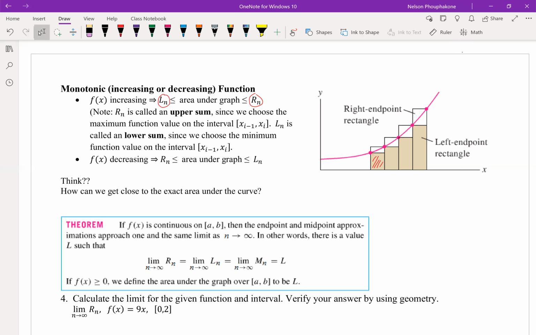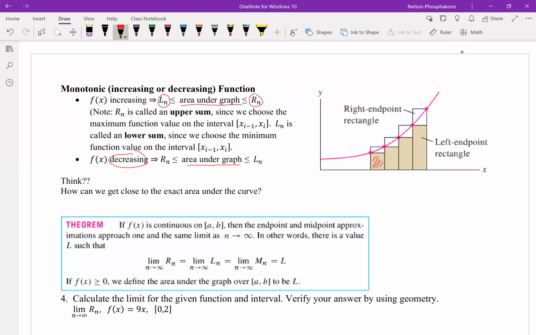So meaning the area under the curve is between L sub n and R sub n. In this case, we call R sub n the upper sum, and L sub n the lower sum. Of course, on the other hand, if f is decreasing, then the area is in between R sub n and L sub n. Okay, so then think about this. How could we get closer to the exact area under the curve then?